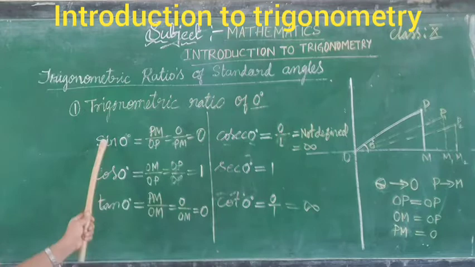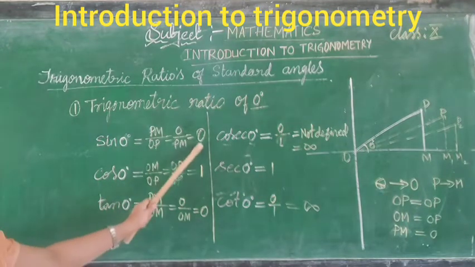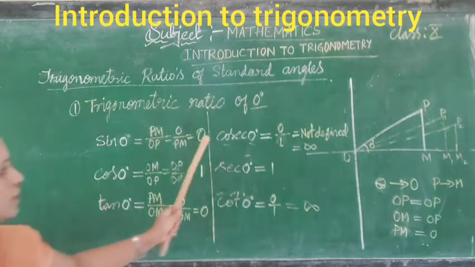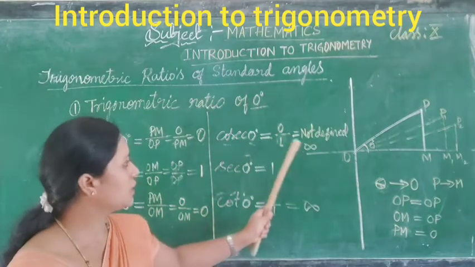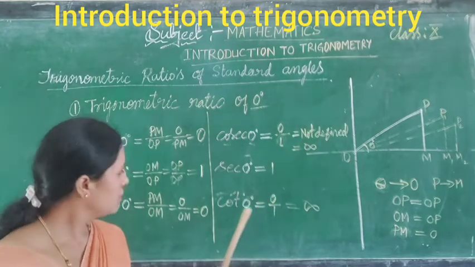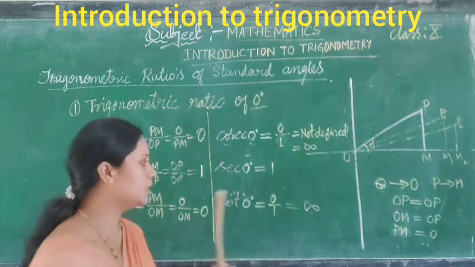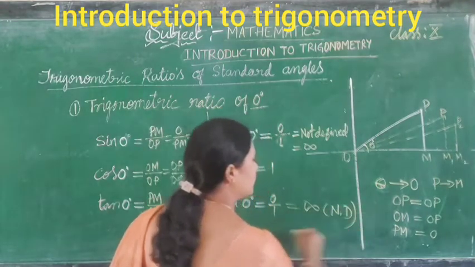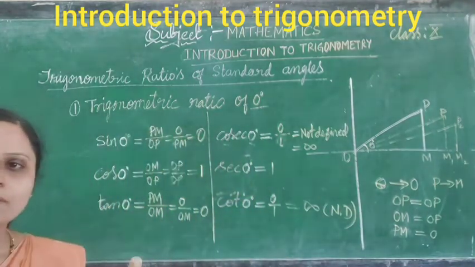Now I will repeat once again. Sin 0 is 0, cos 0 is 1, tan 0 is 0, cosec 0 degree is infinity, which means not defined, sec 0 is 1 and cot 0 is infinity, which means not defined. You can write it shortly as ND. ND means not defined.